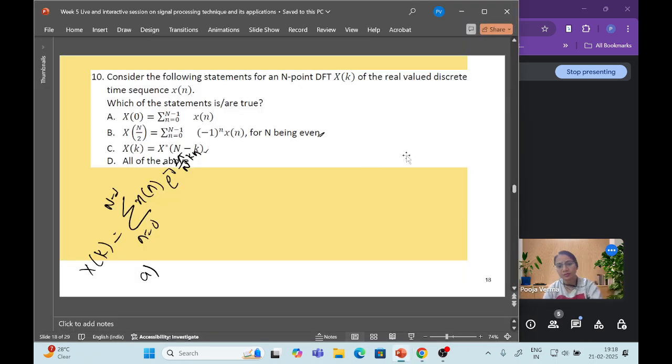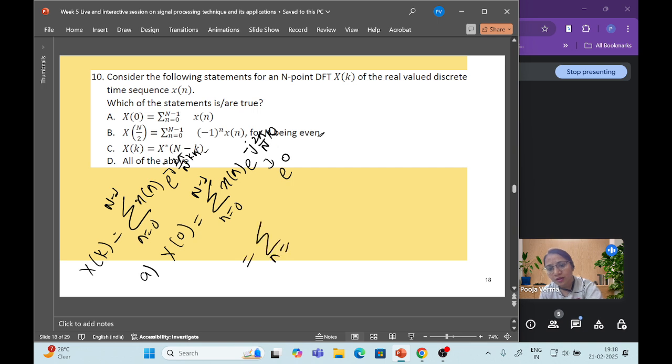Yeah, Kavita. So first we will see option A, X of 0. What will we get? Already we know it will be n is equal to 0 to N minus 1, x of n e to the power minus j 2 pi by N into k n. Here k is equal to 0, so e to the power 0 will be 1 only. So we will get the summation n is equal to 0 to N minus 1 of x of n. That means option A is correct. Now we will check option B.